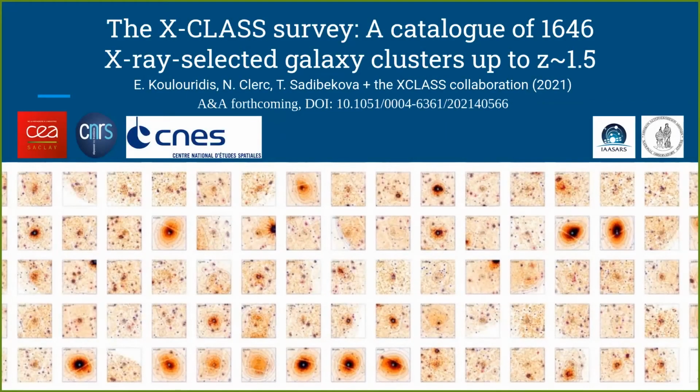Okay, so today I'm going to talk to you about the X-CLASS survey, which is a catalog of 1,646 X-ray selected galaxy clusters up to redshift of 1.5. This is a very recent publication. We published this catalog very recently within the framework of the X-CLASS collaboration in Astronomy and Astrophysics. This is a paper. And actually, the catalog is accessible through CDS and through our own interactive database, which I'm going to talk to you about in a while.